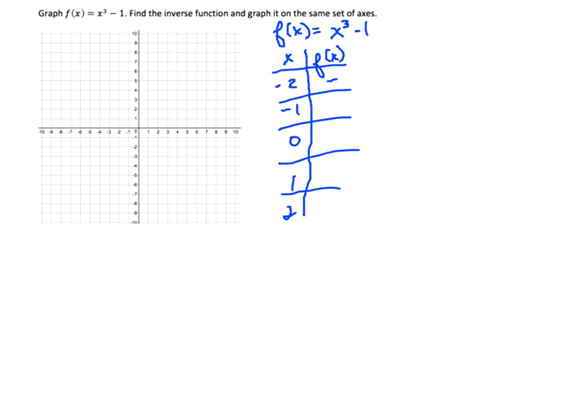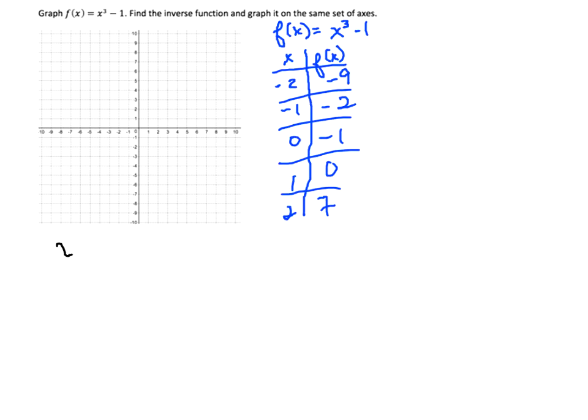Negative 2 cubed is negative 8. Negative 8 minus 1 is negative 9. Negative 1 cubed is negative 1. Negative 1 minus 1 is negative 2. 0 cubed is 0 minus 1 is negative 1. 1 cubed is 1 minus 1 is 0. And 2 cubed is 8 minus 1 is 7.